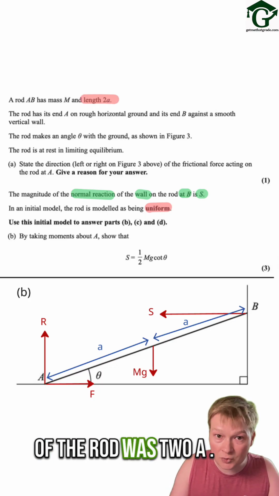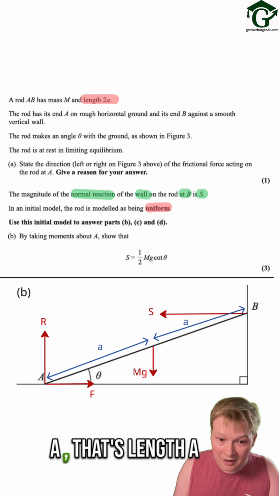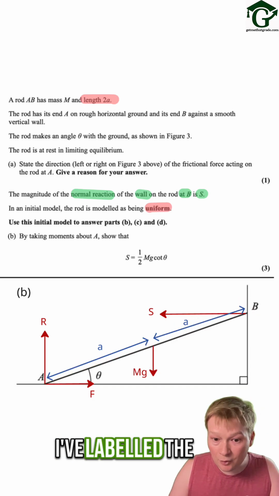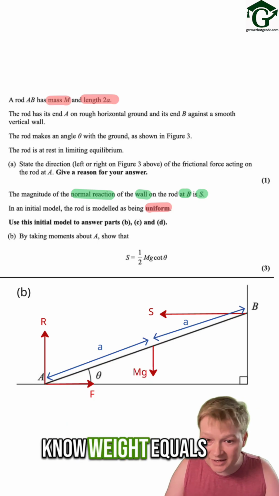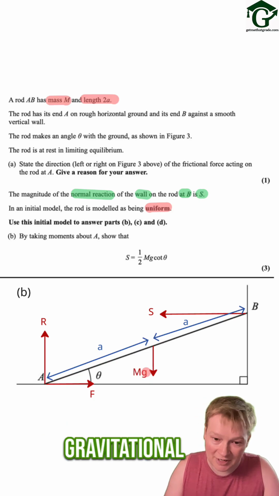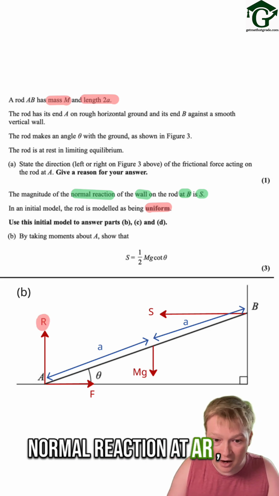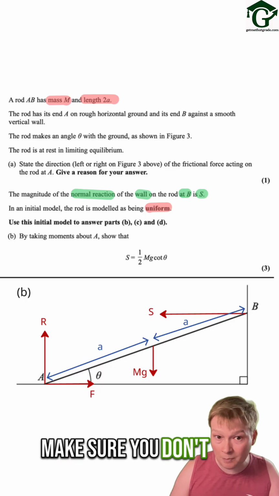Remember, the length of the rod was 2a. Therefore, the weight will act at the midpoint, half of 2a, that's length a from capital A, and the same length from capital B. I've labelled the weight mg because the mass is m, and we know weight equals mass times this gravitational constant here, 9.8, g for short. I've labelled the normal reaction at A as R and the frictional force F. Those are all of the forces acting on the rod. Make sure you don't miss any out.